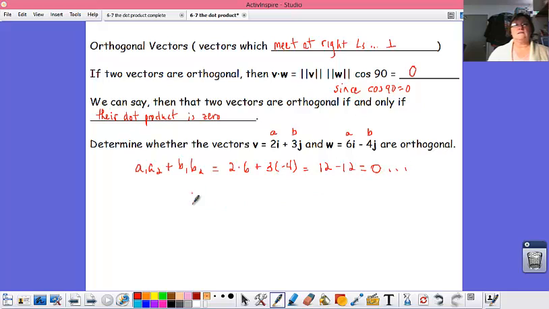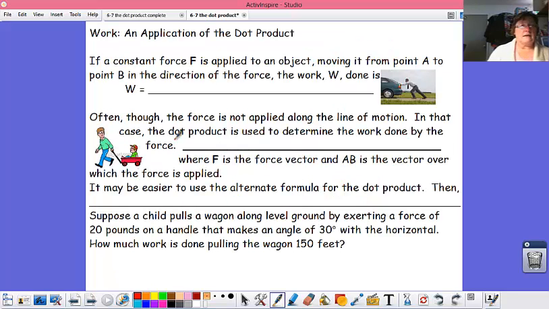Dot, dot, dot. These vectors are orthogonal or perpendicular. So if we have to find out whether or not they are perpendicular, using the dot product with the vectors is wonderful. But we want to show you just an application where the dot product will be helpful to you. And that is in determining the amount of work that's being applied in any specific situation.